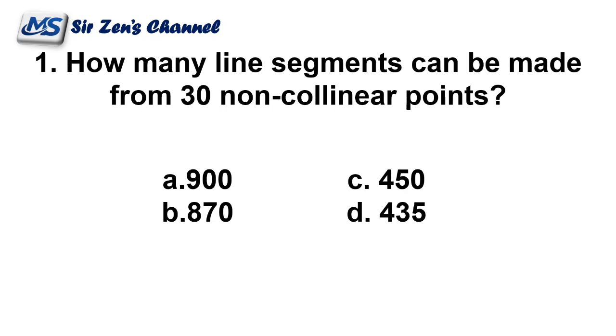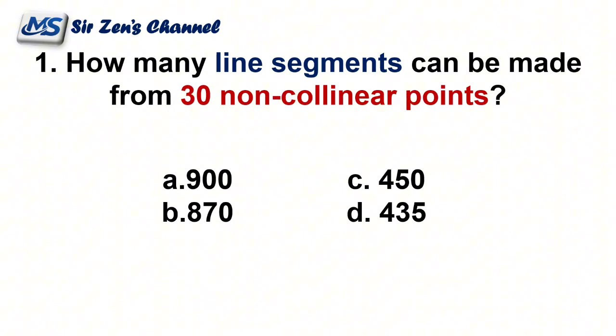Okay, from this stem, we notice that it mentions line segments and also 30 non-collinear points. Always remember that a line segment is composed of 2 points. This question is somehow relatable to the application of the combination method, where we will find how many ways that 2 points can be made from 30 non-collinear points.